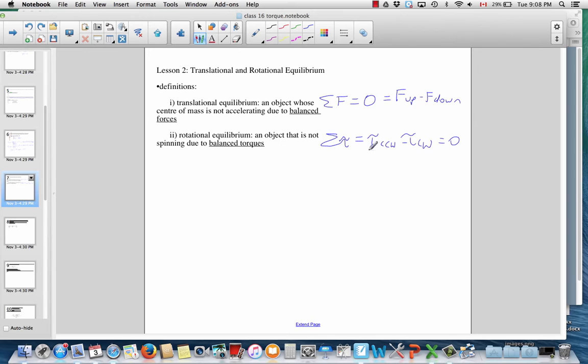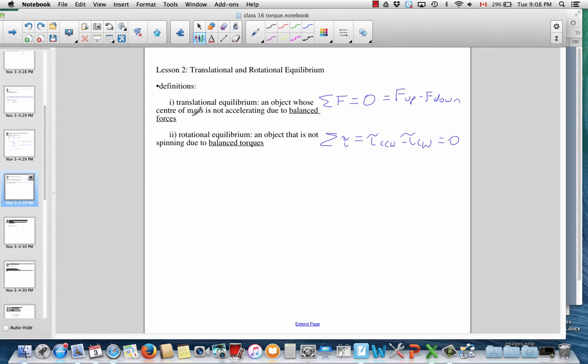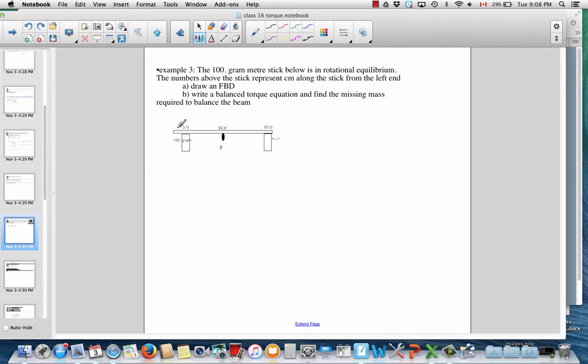So for an extended object where rotation is a factor, we have a second condition now. In addition to balanced forces, we are also going to apply the balanced torque condition. And this just opens up a new range of interesting problems that we can look at. So here's an example. We'll probably demonstrate this in class. This is just a meter stick, and these are the centimeter markings on that meter stick. And we're just going to hang some lab weights from it and try and balance it out.